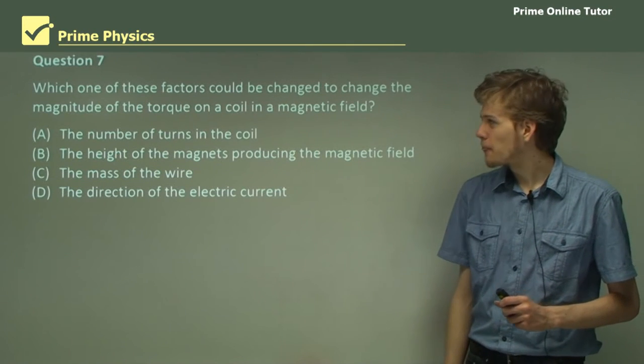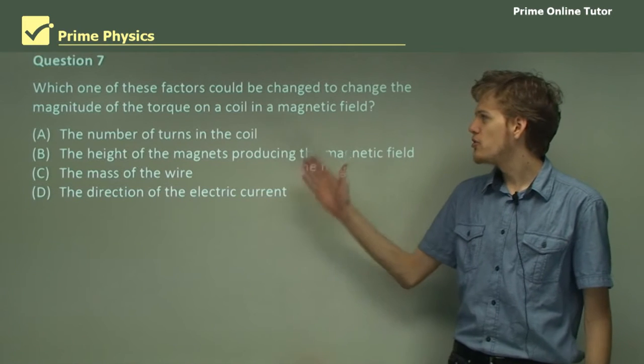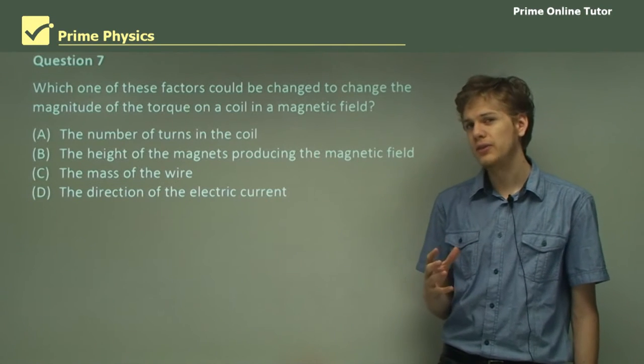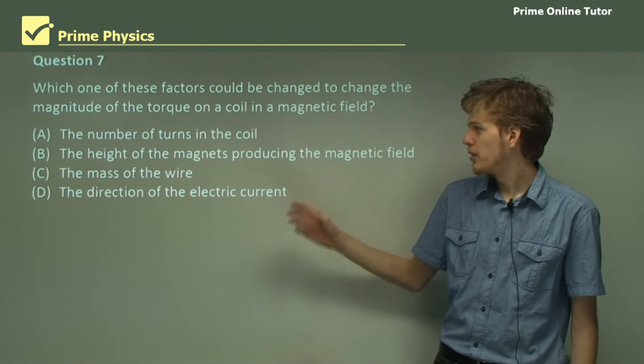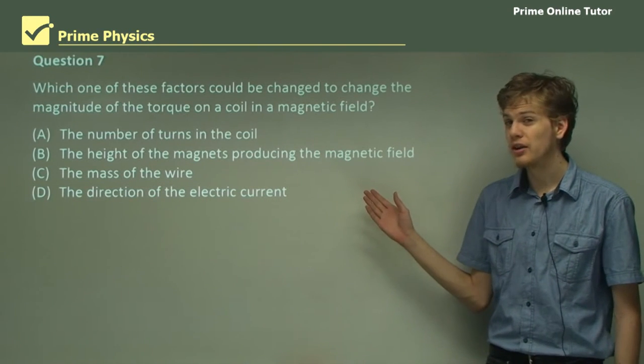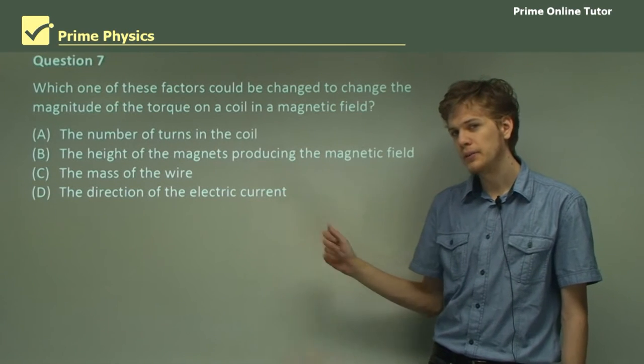Question 7. Which of these factors should be changed to change the magnitude of the torque on a coil in a magnetic field? Is it the number of turns in the coil, the height of the magnets producing the magnetic field, the mass of the wire, or the direction of the electric current?